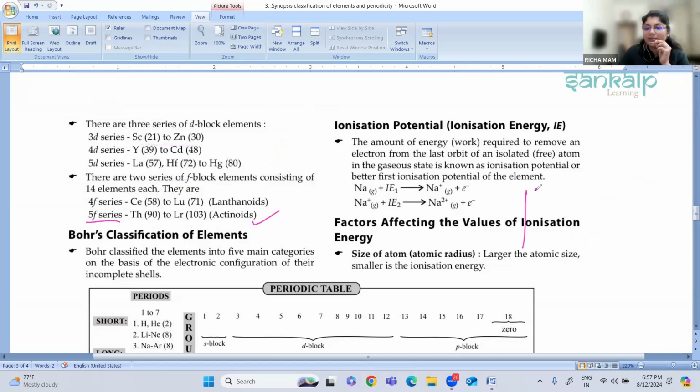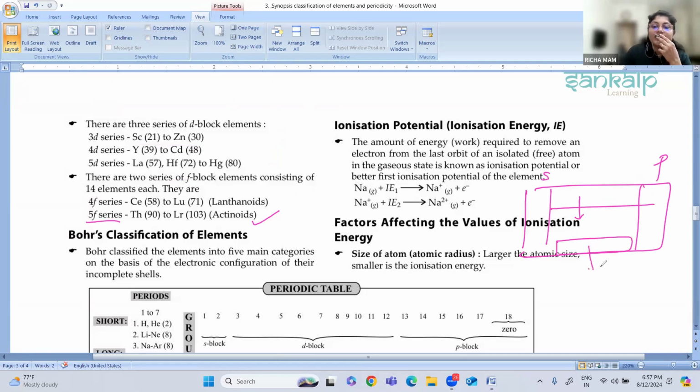Now when you see the periodic table, this is your S block, this is your P block. In the D block there are transition elements, and separately your inner transition elements are also placed. Which are the 3 series in your D block? 3D, 4D, and 5D. In your F block, 2 series are there, each consisting of 14 elements, that is your 4F and 5F. The 4F series are called lanthanoids, and the 5F series are called actinoids. So these are very important series.